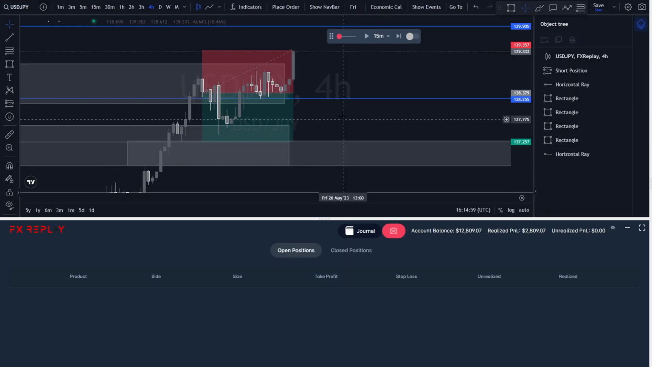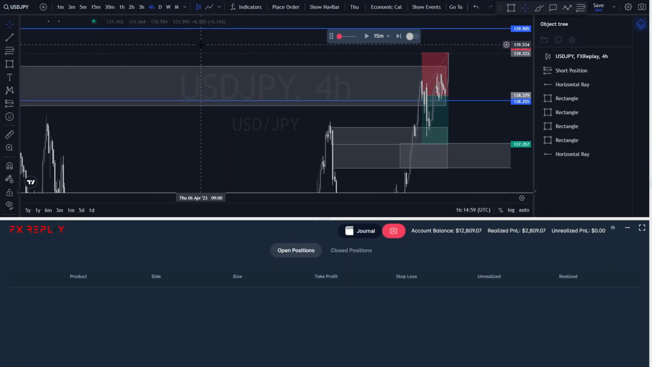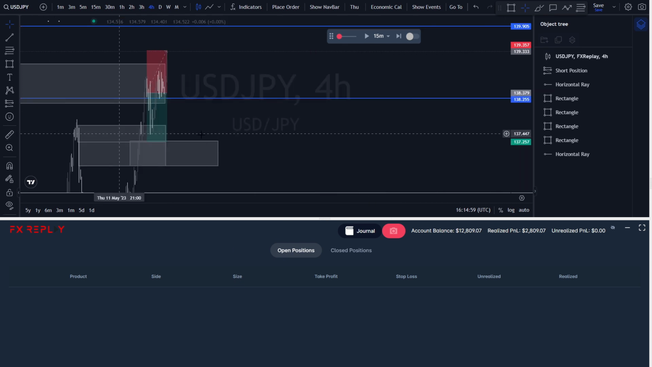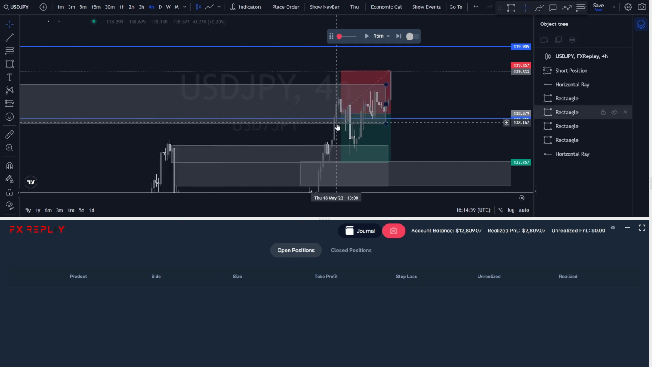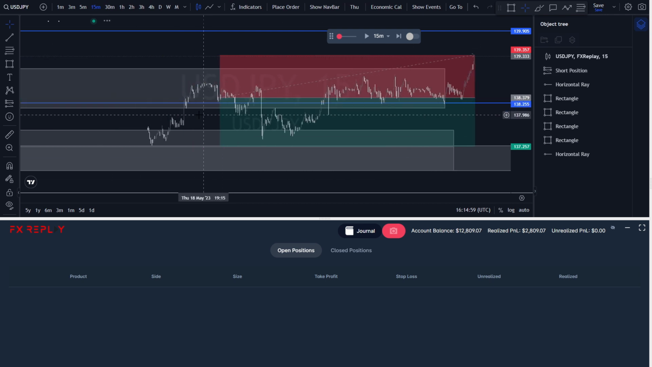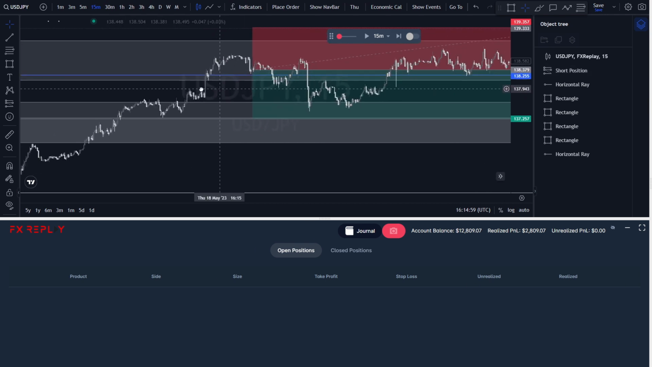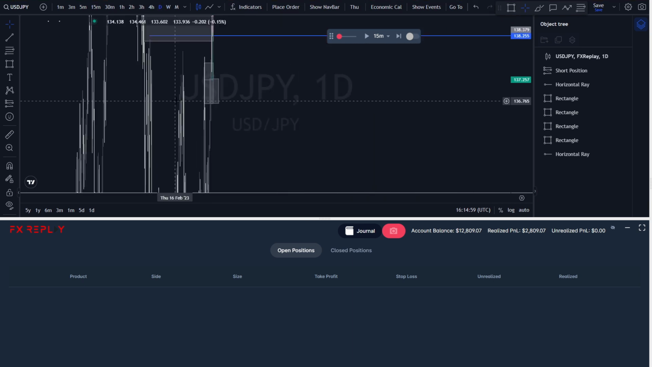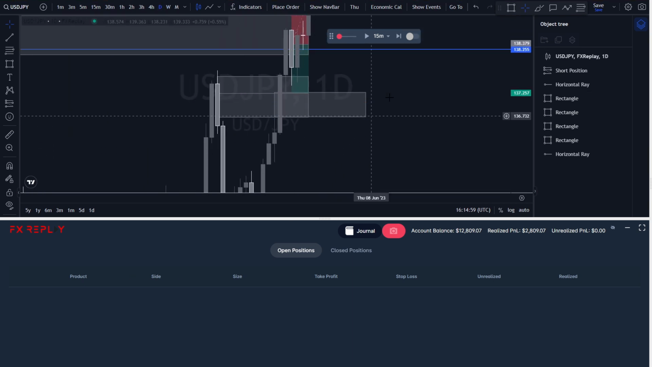Okay, so first trade was a loss. The reason I entered was a 4-hour fair value gap right here. There was a liquidity sweep right here. And on a break of structure in the lower time frame, I entered right here. Take profit was this daily fair value gap. Hold up. Right here, this daily fair value gap.